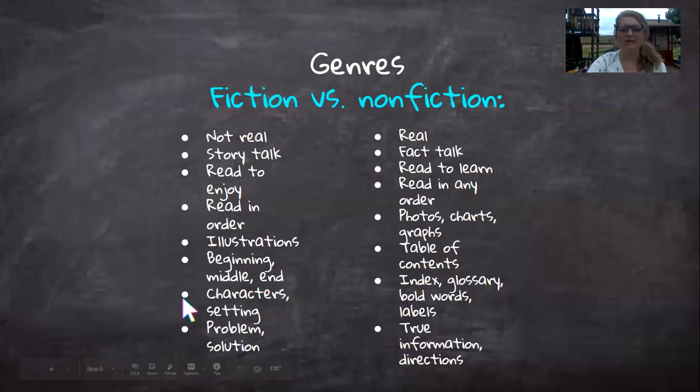Fiction also has characters and setting, and problem and solution, whereas nonfiction has true information and possibly directions, like a how-to would be a nonfiction type of writing. So there are those two genres compared against each other, or contrasted against each other.